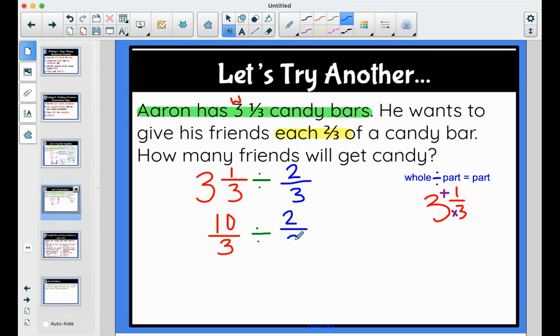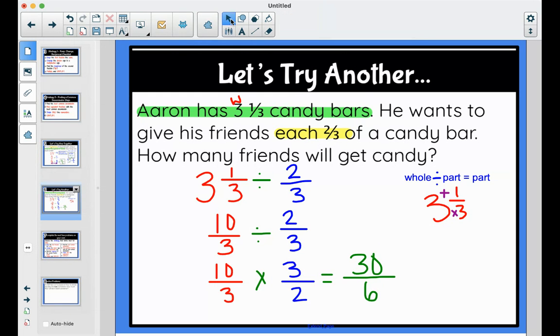So now I'm going to start my keep change reciprocal strategy. My first step is to keep the 10/3 the same, my first fraction the same, change my division sign to a multiplication sign, and find the reciprocal of that second fraction. So 2/3 is going to flip because I need to find the reciprocal. So it's going to turn into 3/2. Now I can finally multiply. 10 times 3 gives me 30. And 3 times 2 gives me 6.